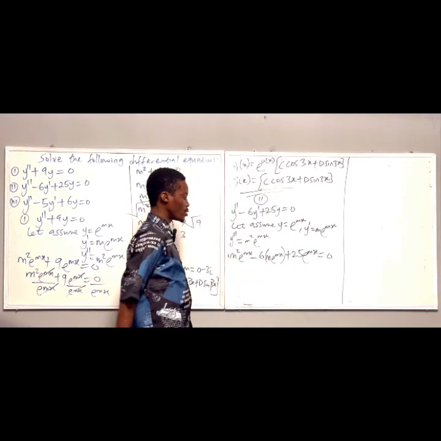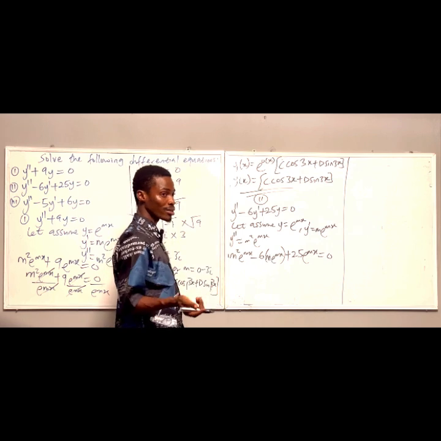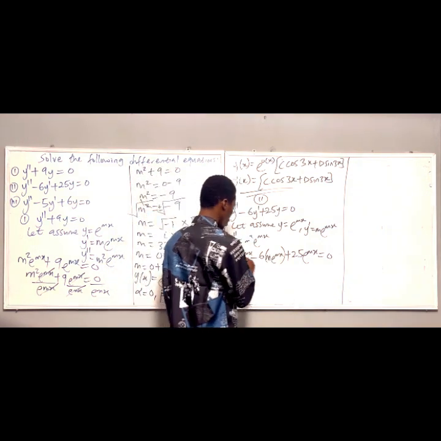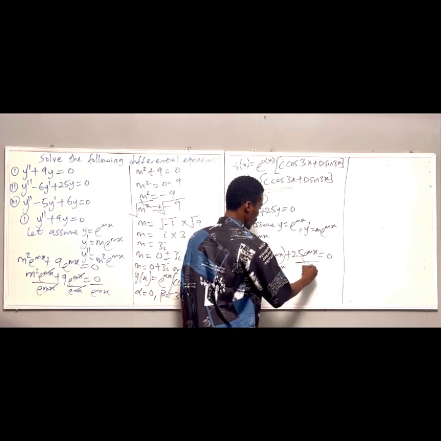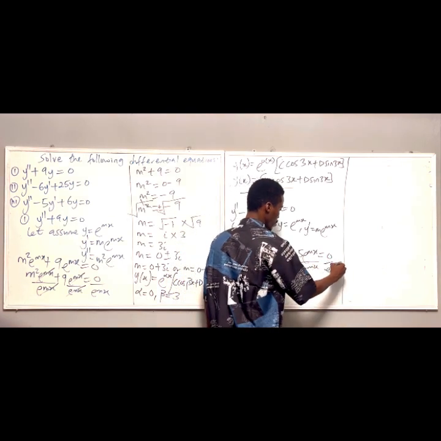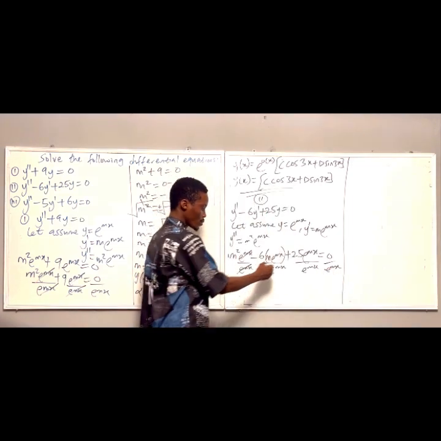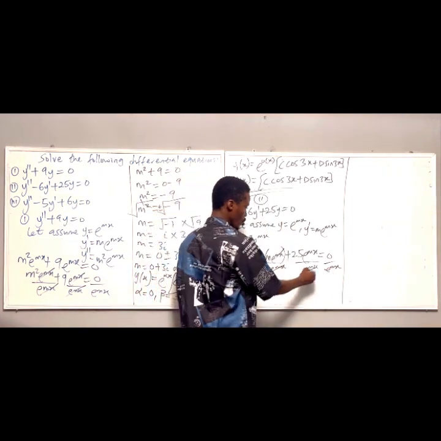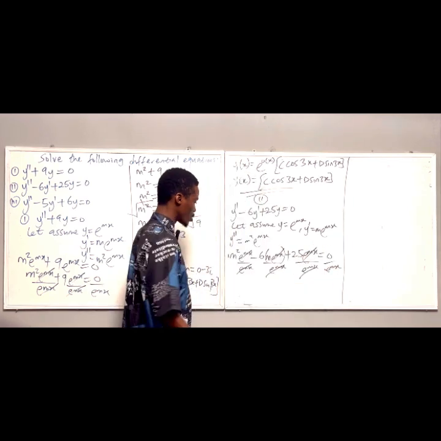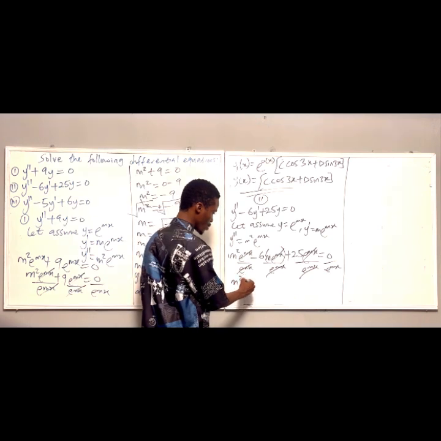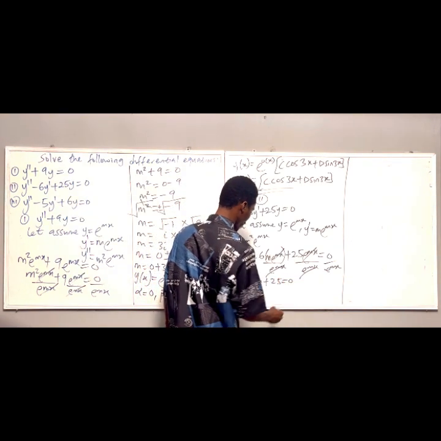So what am I going to do here? I can factor out the common terms or divide through by what? e^(mx). Since e^(mx) is common, if I divide both sides, e^(mx) will cancel e^(mx). 0 divided by any value will give us 0. So I'm going to have m squared minus 6m plus 25 is equal to 0.